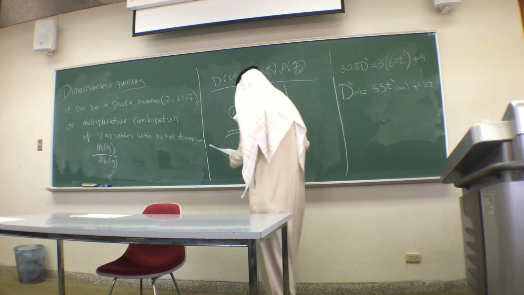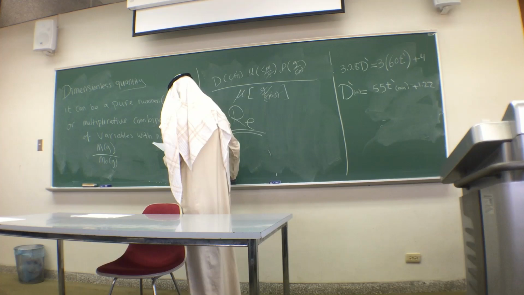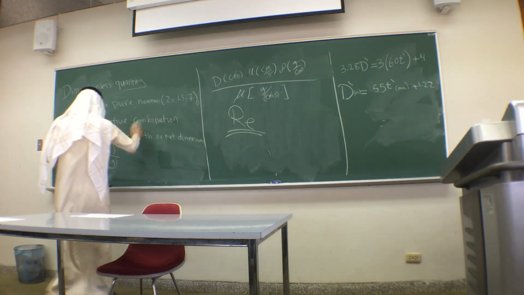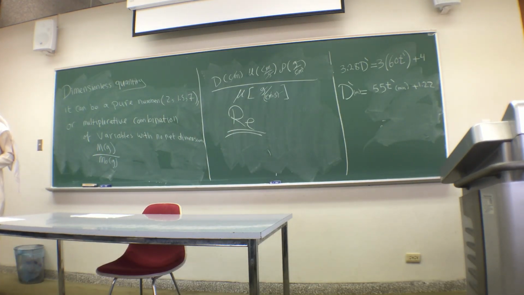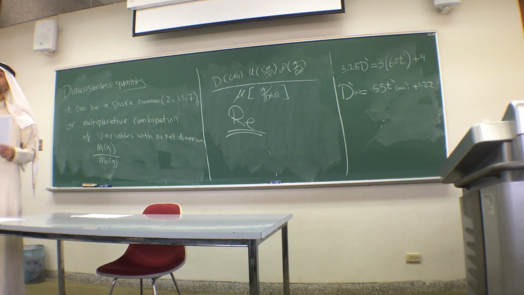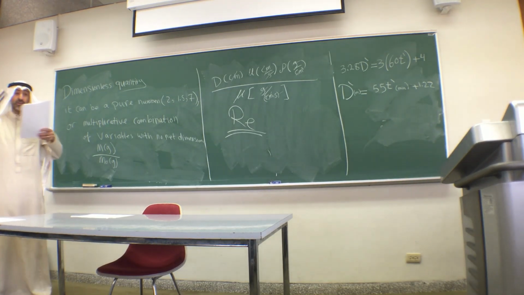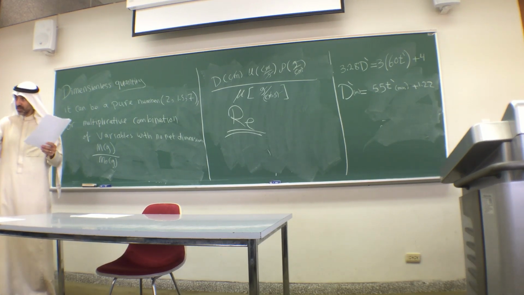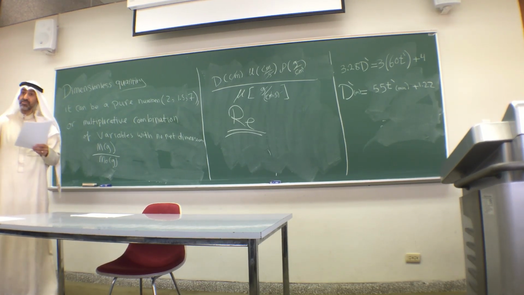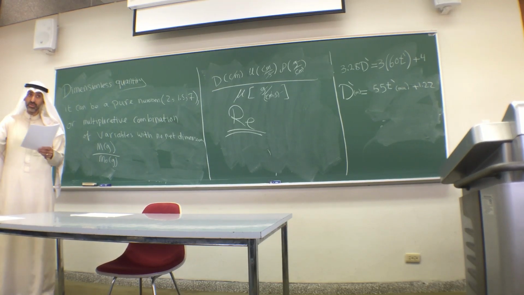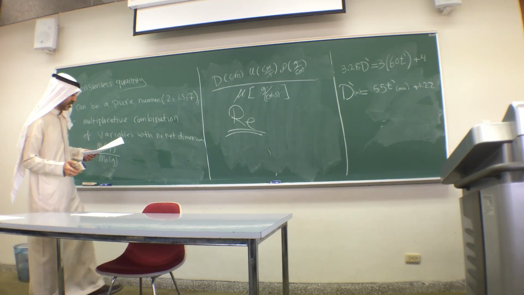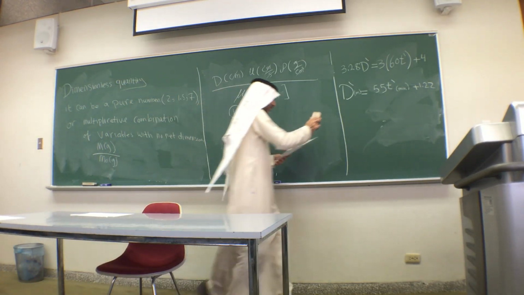طيب now those quantity we call them what? Dimensionless group. ليش سميناهم dimensionless group? Because they consist of something multiplied by something or something divided by something. So those we call them dimensionless group.